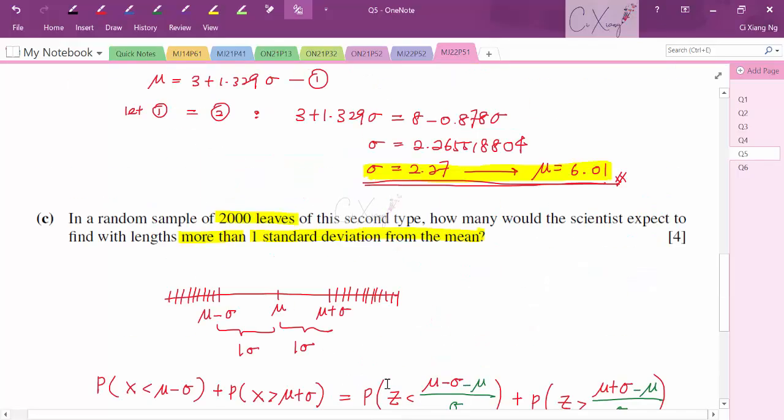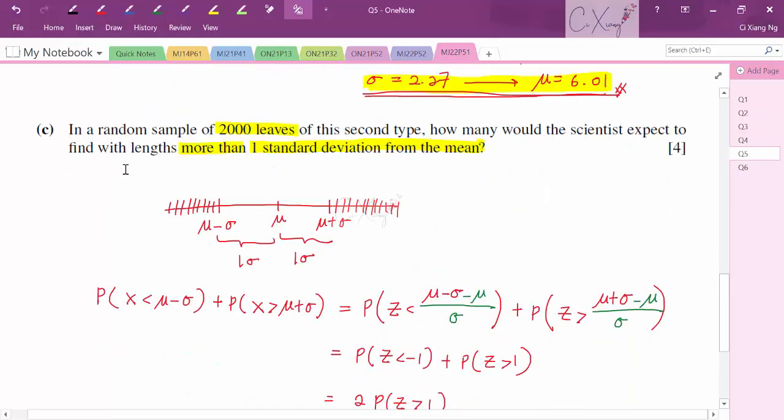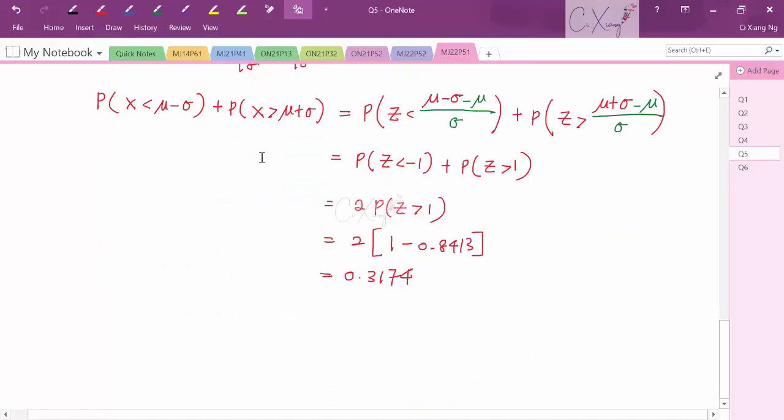This is the probability that the leaf has a length more than one standard deviation from the mean. But if you look at the question carefully, they are asking for the number of leaves. How many would the scientists expect to find with that length? How many of the leaves? So they are asking for the number of leaves. We have 2,000 leaves, and the probability is 0.3174. Therefore, to get the number of leaves, you have to take 2,000 multiplied by 0.3174.